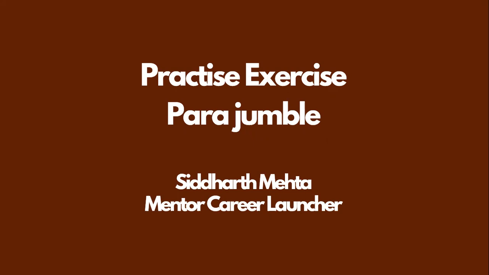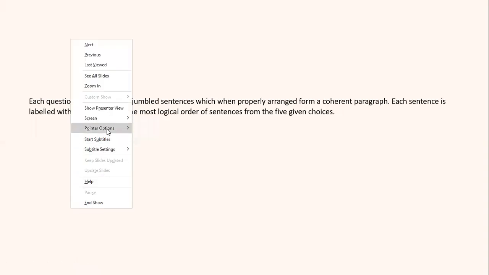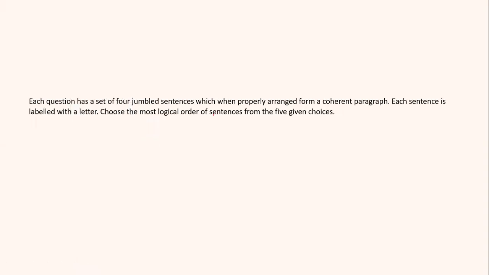So here is the instruction. There are two questions that I will be discussing today, and each question has a set of four jumbled sentences which when properly arranged form a coherent paragraph. Each sentence is labeled with a letter. Choose the most logical order of sentences from the given five choices. We have to arrange them and tell what is the right answer.